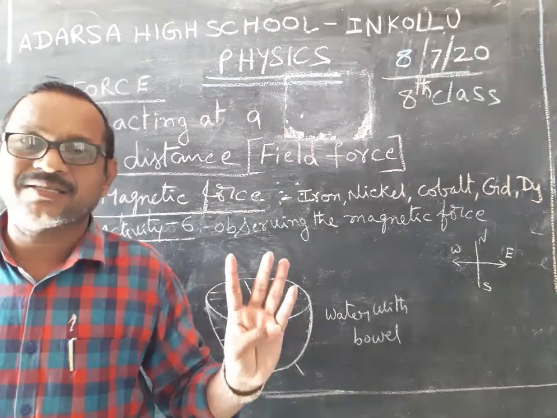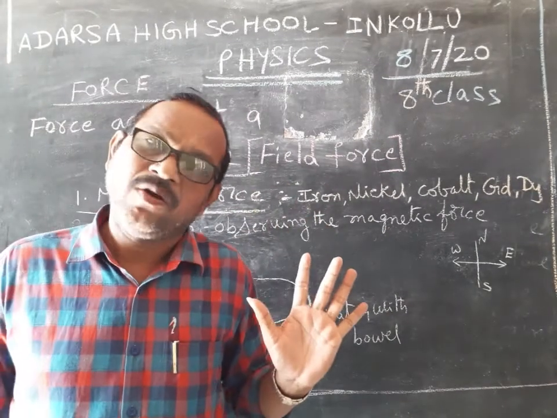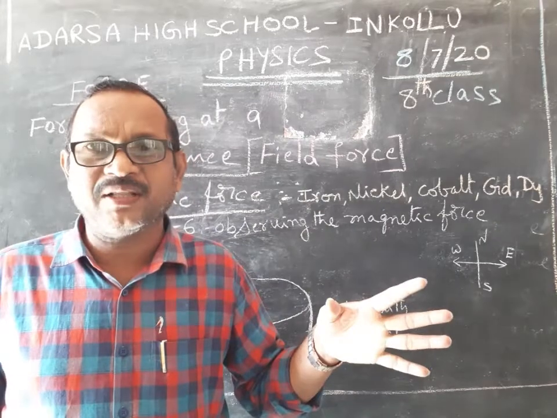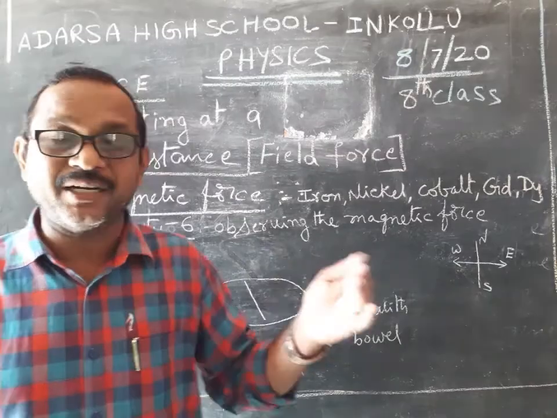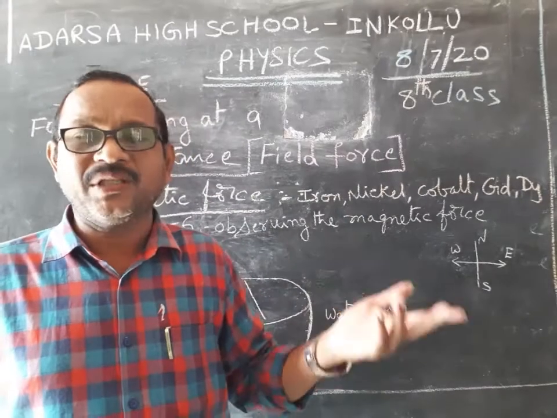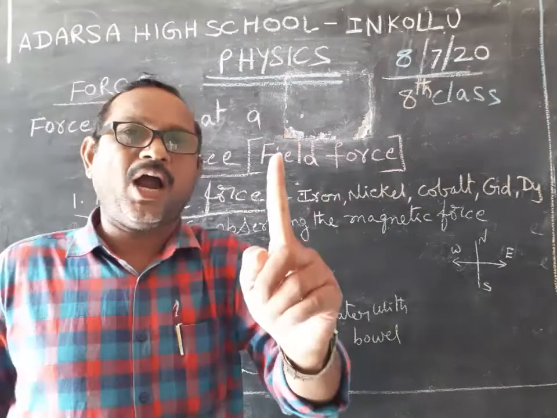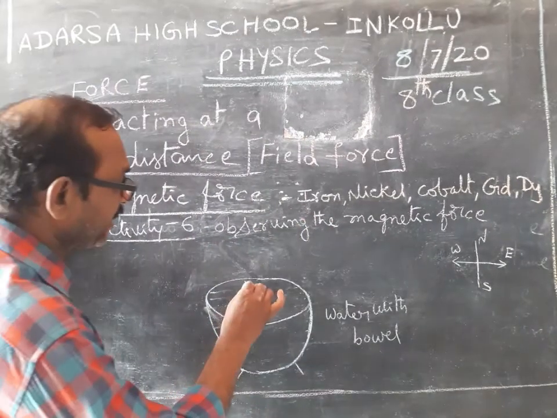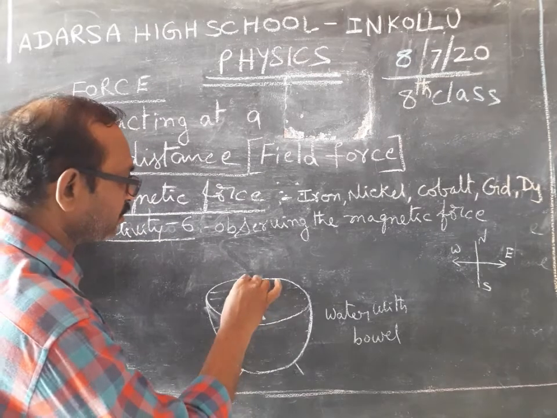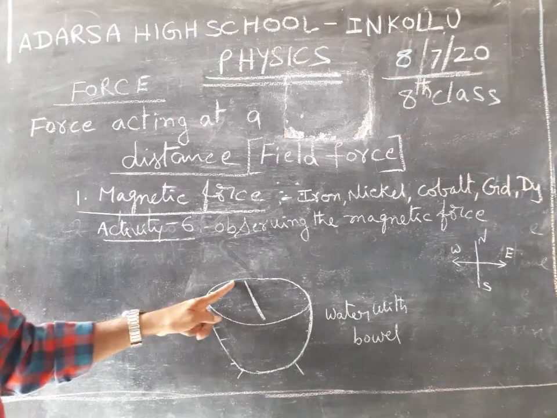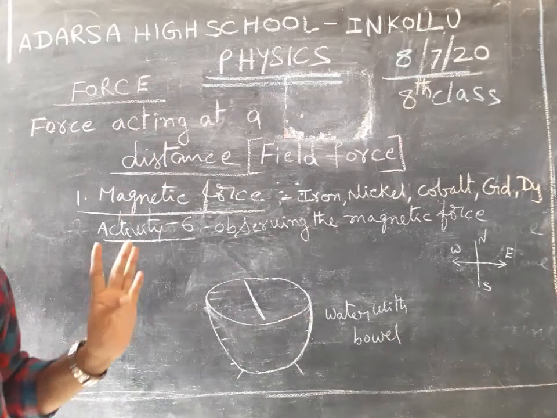Why? Magnets have the directional property. What is that? When we leave the magnet freely, it comes to rest showing the directions of the north pole and south pole. That's why this needle also comes to rest showing the north pole and south pole of the earth.